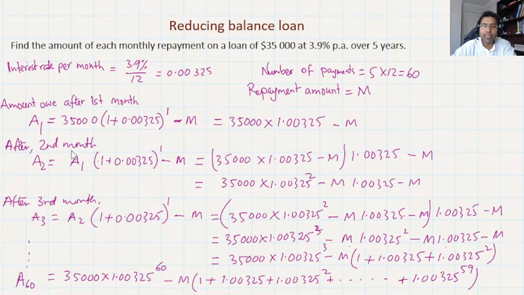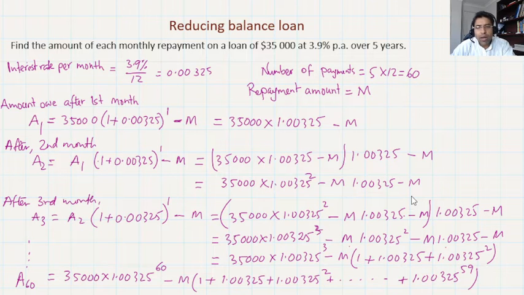Now what is the amount you owe after the second month? Whatever you owe after the first month, you again multiply that amount by exactly the same factor, 1 plus r to the power n, then minus M. It's exactly the same formula, but in this case it is no longer 35,000; it is the amount after one payment. If you substitute a1 in here and expand it, you will come up with this. You are just multiplying by 1.00325 inside.